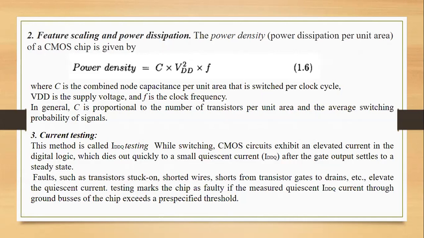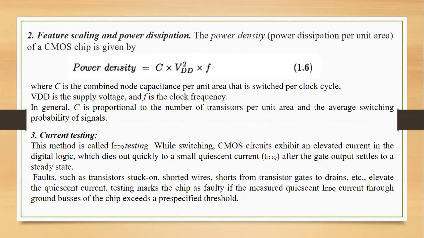Next, the third one comes with current testing, which is also represented as IDDQ. So what is IDDQ? It is the quiescent current. Quiescent current testing: after testing any circuit, we define the method of what a quiescent current is.